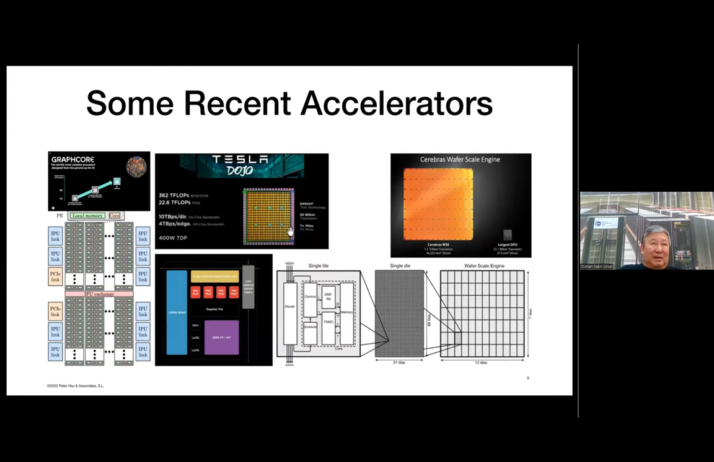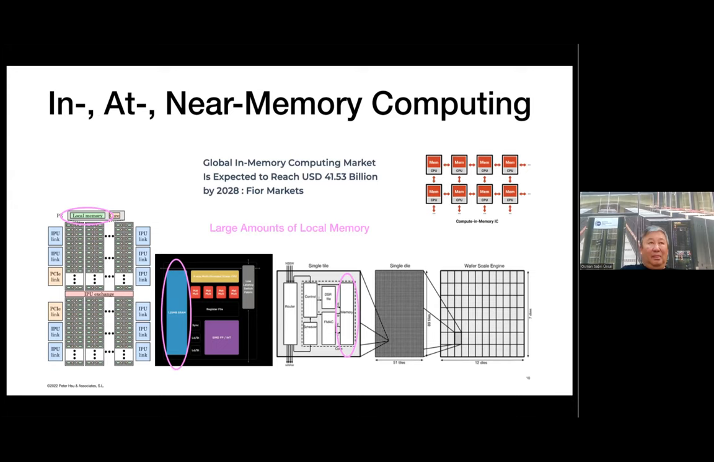So here are some examples of recent accelerators. GraphCore has been quite successful. Cerebras is very famous for making wafer size chips. And then Tesla just recently developed something called Dojo. What they all have in common is a lot of local memory. They're all very large chips, or in the case of Cerebras, a whole wafer. But if you look, a very large fraction of the chip is actually memory.